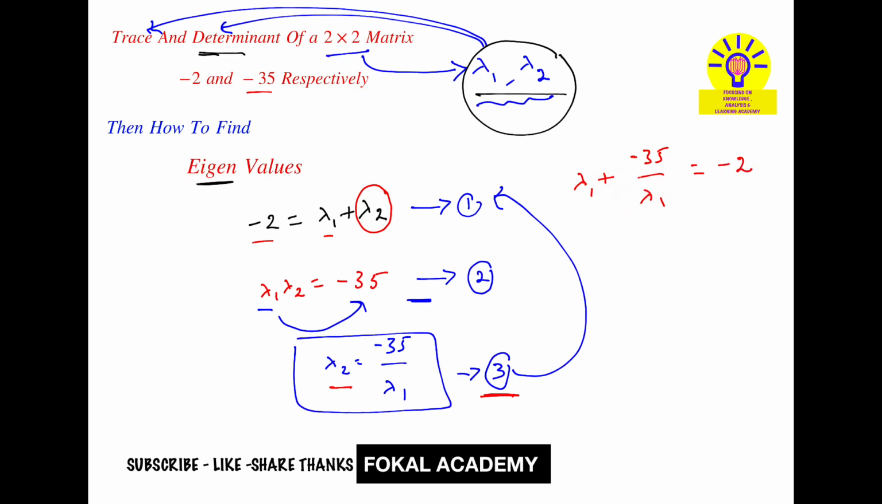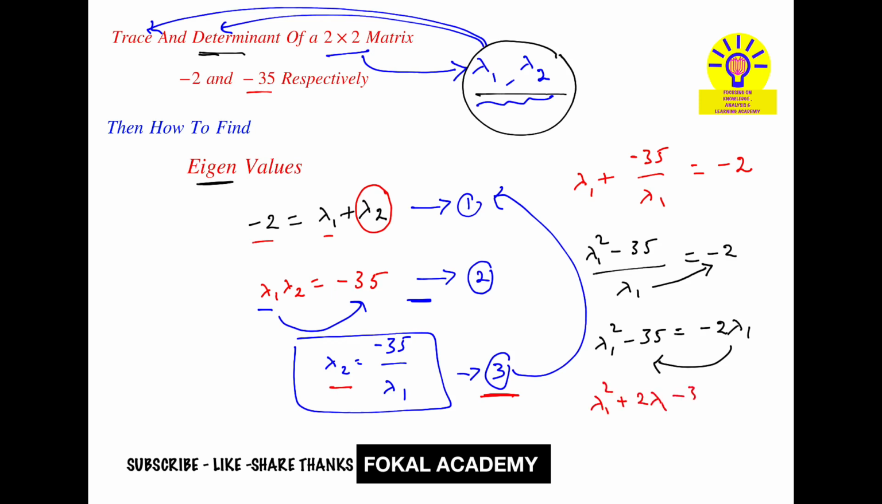Now cross multiply, then we get lambda 1 square minus 35 upon lambda 1 equal to -2. Now bring this lambda 1 to the right hand side, then we get lambda 1 square minus 35 equal to -2 lambda 1. Now bring this term to the LHS, then we get lambda 1 square plus 2 lambda 1 minus 35 equal to 0. Now it is in the form of a quadratic equation. Now factorize it, then we get lambda 1 plus 7 into lambda 1 minus 5 equal to 0.